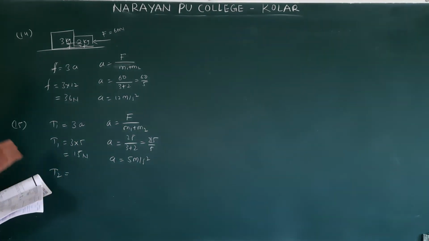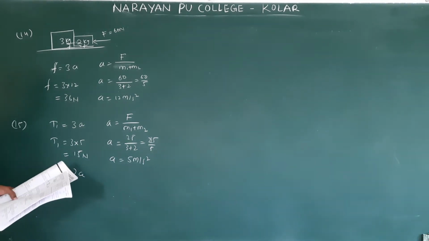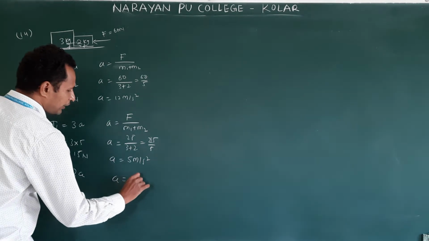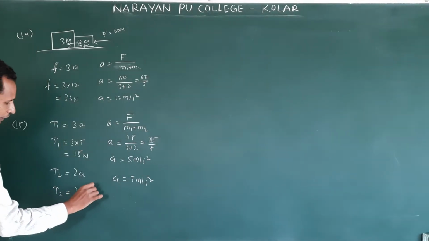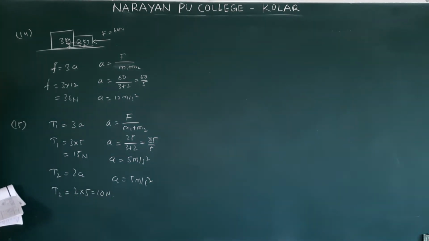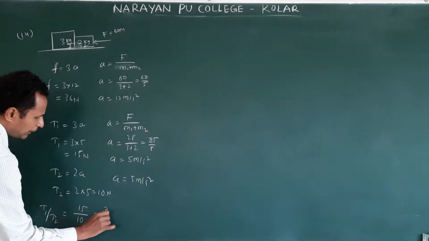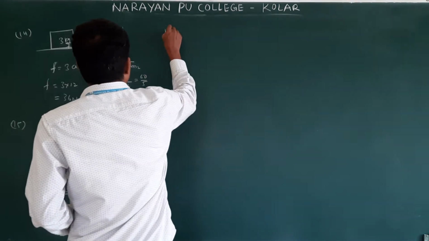Next T2, second case. In the second case, the 2 kg object is accelerating. Who is accelerating it? T2. So 2 into A. Again, here the force remains the same, the masses remain the same. Then A is the same, 5 meter per second square. Then T2 is equal to 2 into 5, 10. But what are they asking? T1 by T2. What is T1? 15. T2 is 10. So 3 by 2.